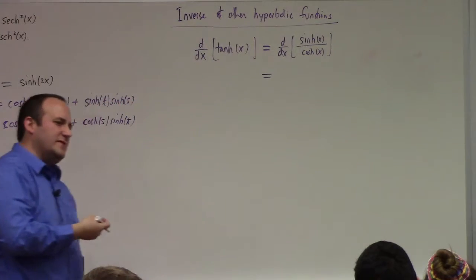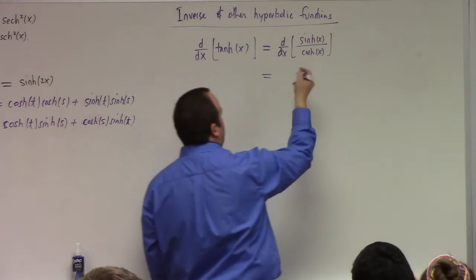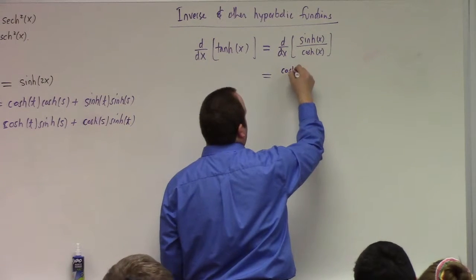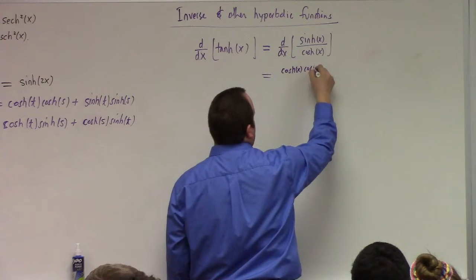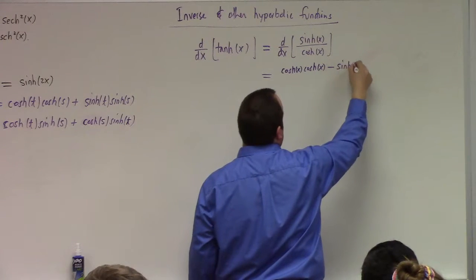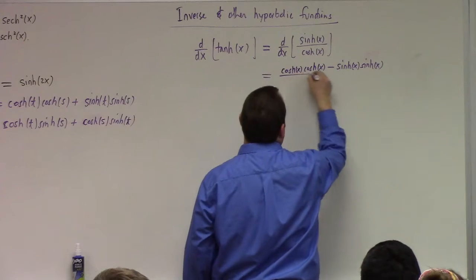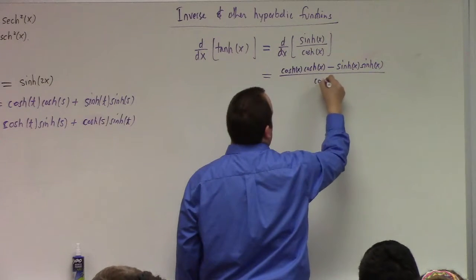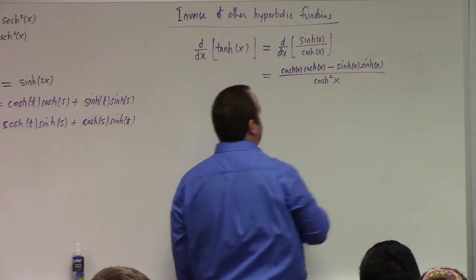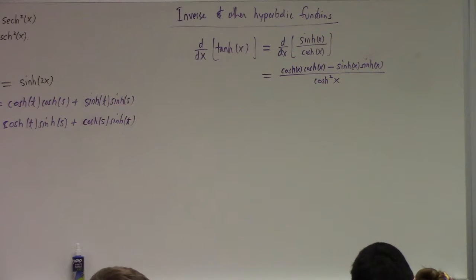So it's not something we really need to memorize. We could derive it, right? I mean, so what do we have? I had the quotient rule, right? So I got cosh x times cosh x minus sinh x times sinh x, divided by cosh squared x, right? If only this simplified.